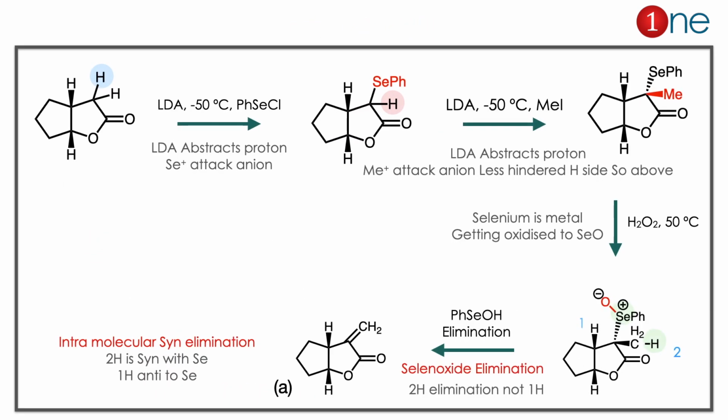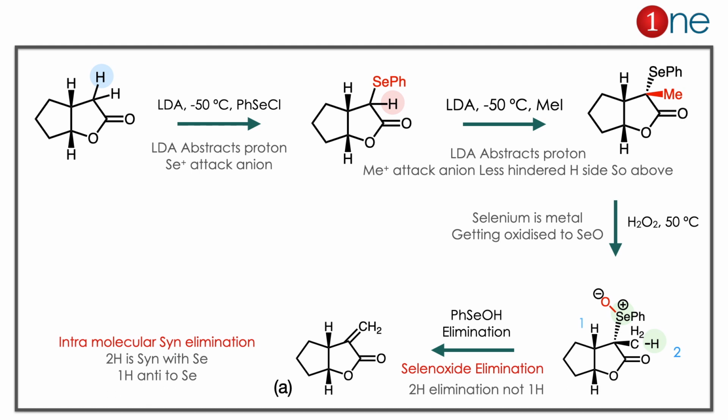The starting material has an ester on the ring, which has 2 active hydrogens that can be removed by LDA. So LDA removes the first proton, and you are attacking with phenylselenium. So the H plus is removed, selenium attacks there, and you have a selenium-carbon bond. Then again you are using LDA. LDA again abstracts the proton, you are attacking with methyl iodide. So you have a methyl attachment.